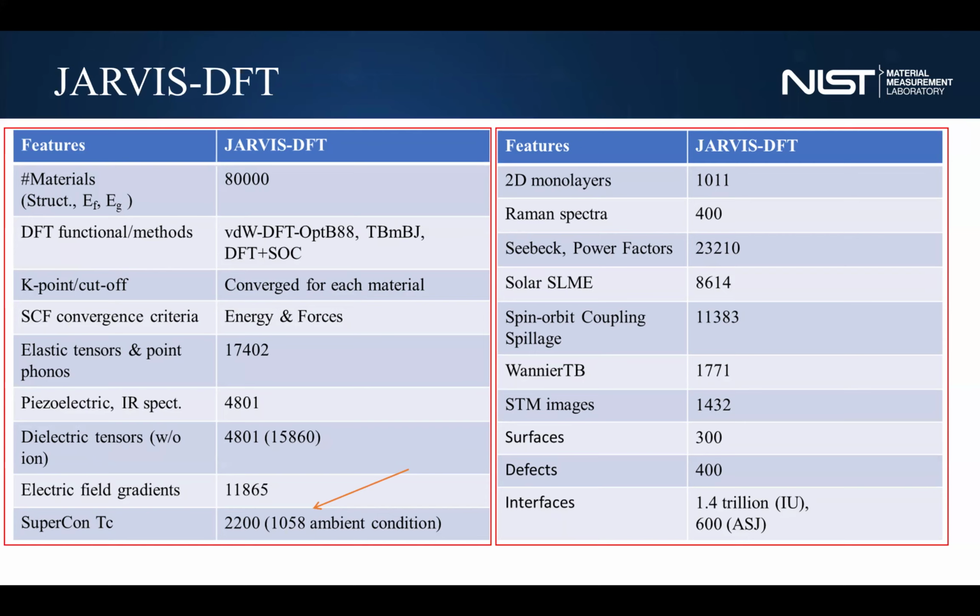We also have spin-orbit coupling data. We converge the k-points and cutoff for each material. Energy and force convergence are very strictly enforced. We have elastic tensor data, piezoelectric data, dielectric data, electric field gradient for NMR, superconducting transition temperature, Raman spectra, solar cell efficiency, and so on. So primarily focusing on the superconductor data set. This is the outlook of the JARVIS-DFT.